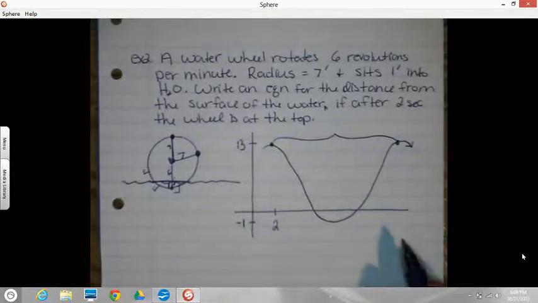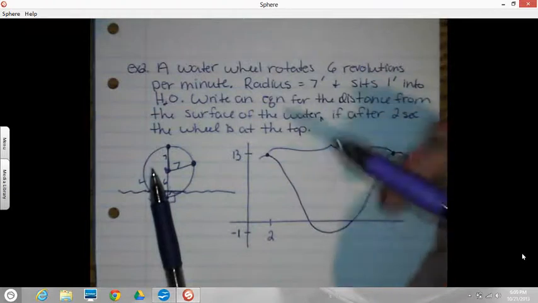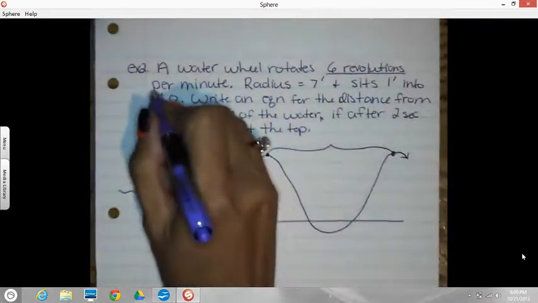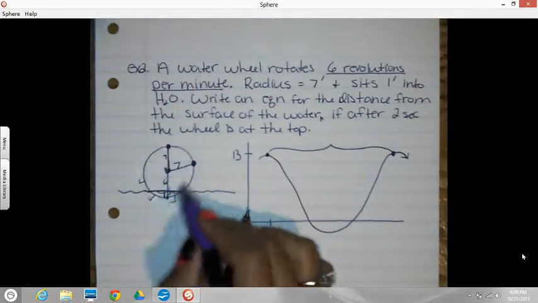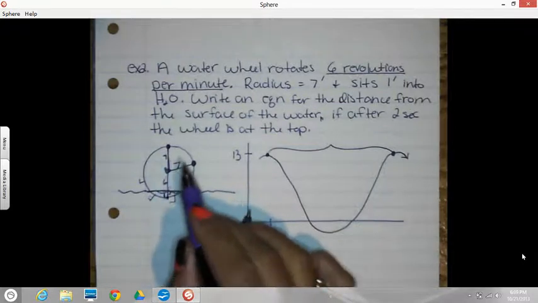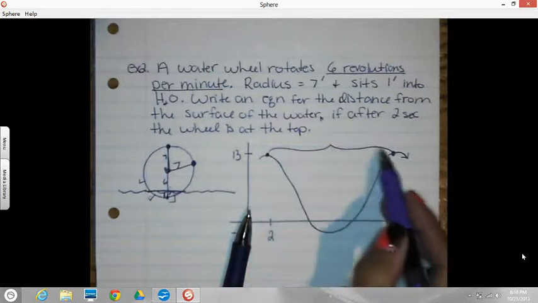Well, it's kind of hidden right here when it tells us that it makes 6 complete revolutions per minute. That means in 1 minute, that thing's going around 6 complete times. So I need to know, how long does it take to go around once? Because that's one complete cycle.